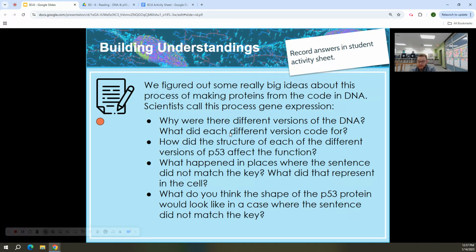So the sentence, P53 is the sentence, right? And my sentence that represents the P53 protein does not match what it should be, how is that going to impact the function of my P53? So if my P53 is not structured appropriately, like could have happened to the sentence, what is going to happen to the function of the P53? Is it going to function as well as it should? Is it going to continue to do its job as well as it should, or not?